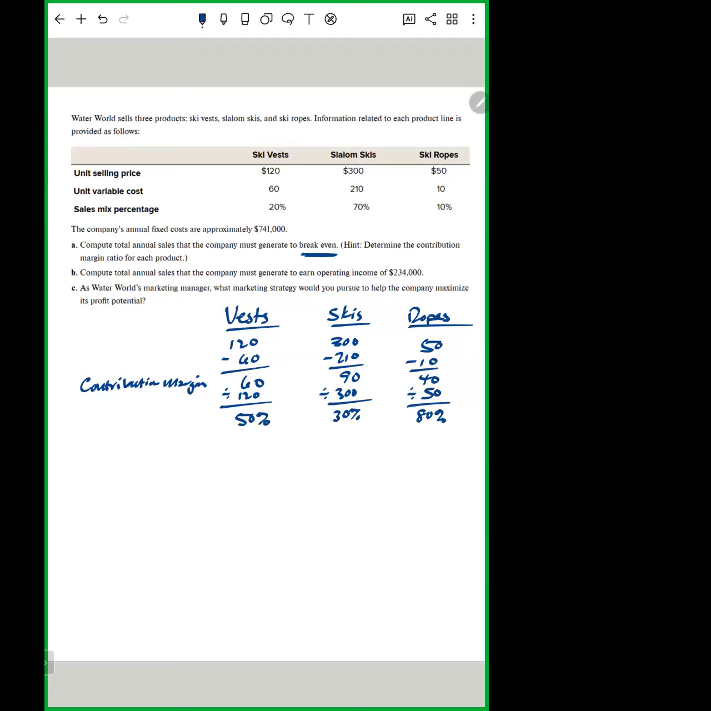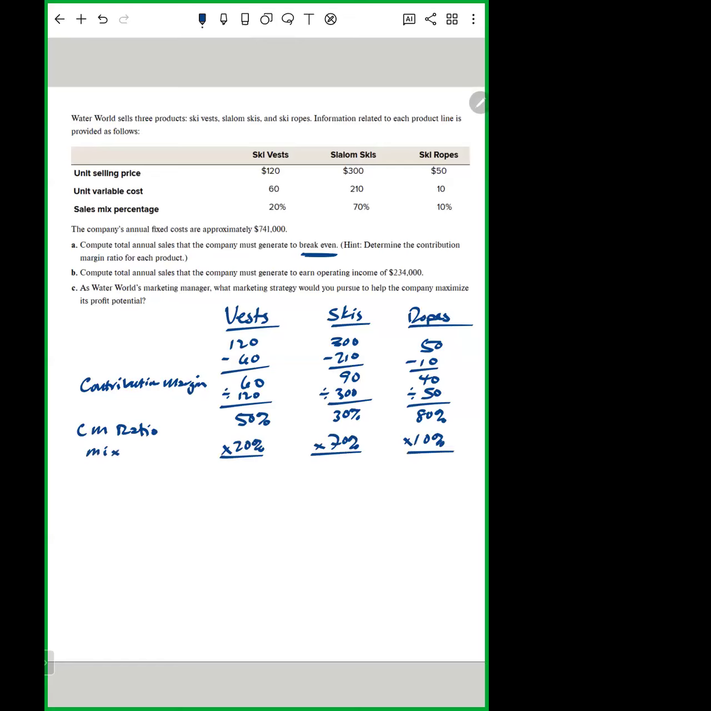Okay, so then what I need to do is I need to be able to layer in the appropriate mix for each of these to be able to then calculate an average contribution margin. So this is contribution margin ratio, right? So that's what we have here. And so then I need to layer in mix. All right, and so the mix it says is 20%, 70%, and 10%.